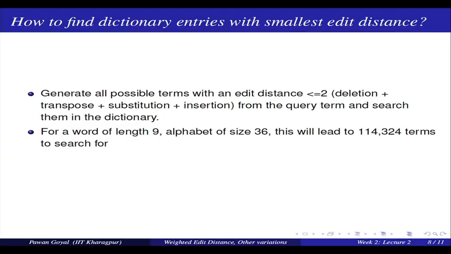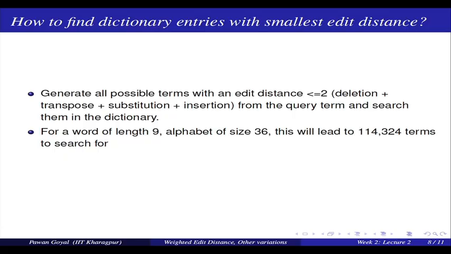Suppose you take a word of length 9, that is 9 characters, and suppose you are taking a language like English, where the alphabet is 36, that is 26 plus other characters. If you do that, this will give you roughly 114,324 different possibilities to explore, starting from the word of length 9.